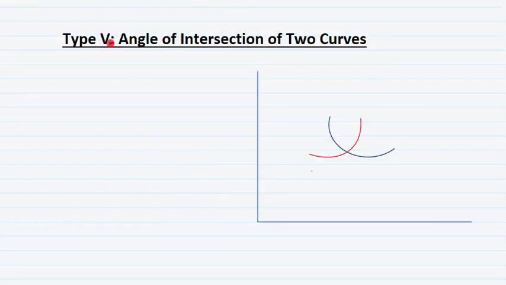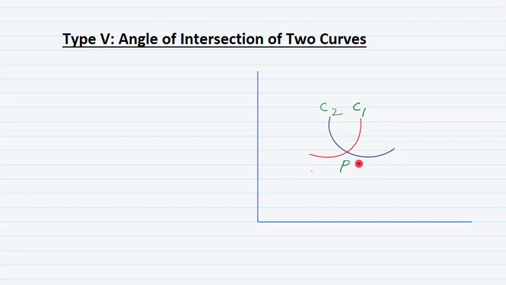Now, let us discuss fifth type of problem, which is to find out the angle of intersection of two curves. So, to understand this, let us take two curves and name them as C1 and C2. So, C1 and C2 are the two curves whose equations will be given to us. We need to calculate the angle made by these two curves at their point of intersection, and let us suppose that this point of intersection is P. So, to find out the angle of intersection between C1 and C2, basically we need to calculate the angle between the tangents drawn to these two curves at their point of intersection.